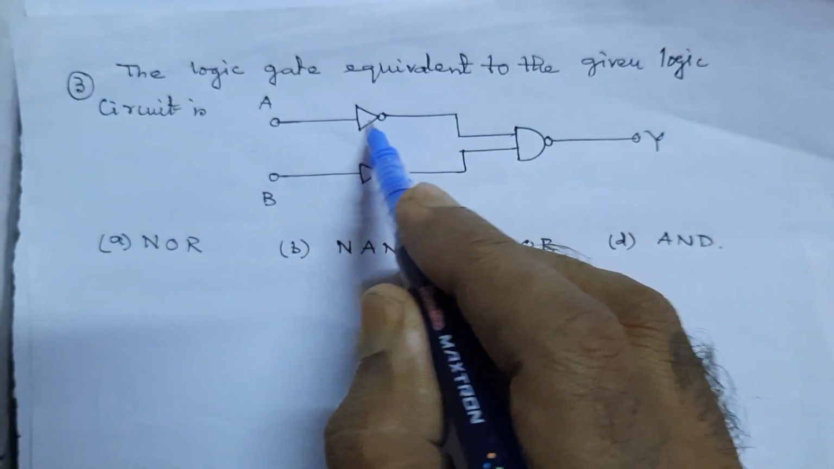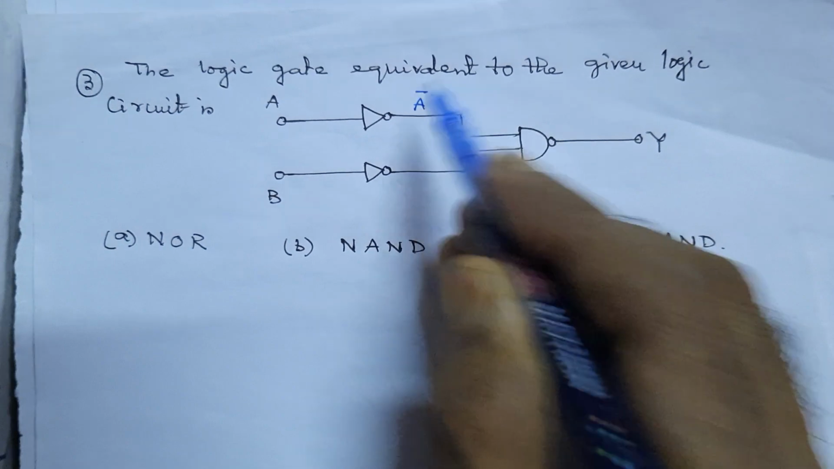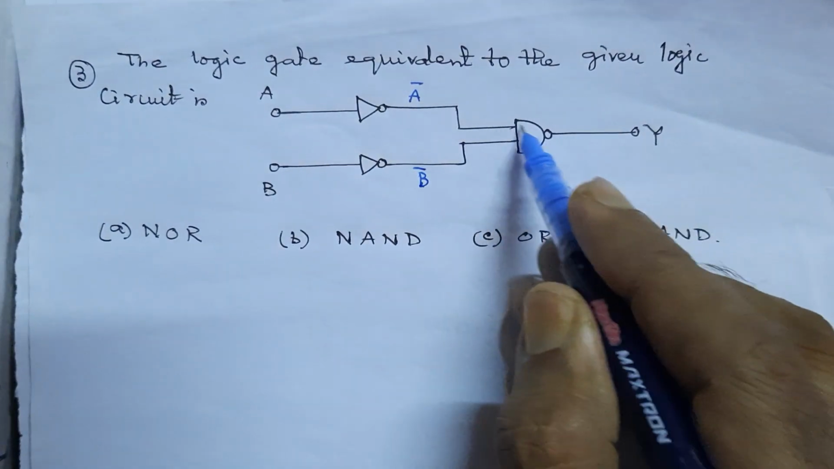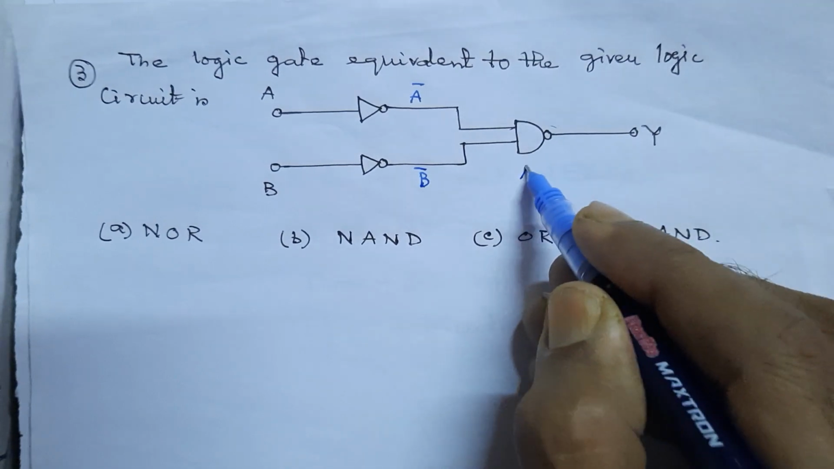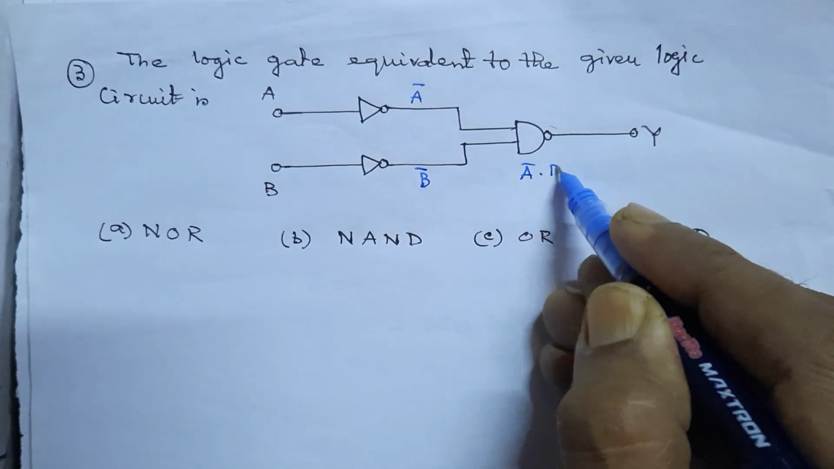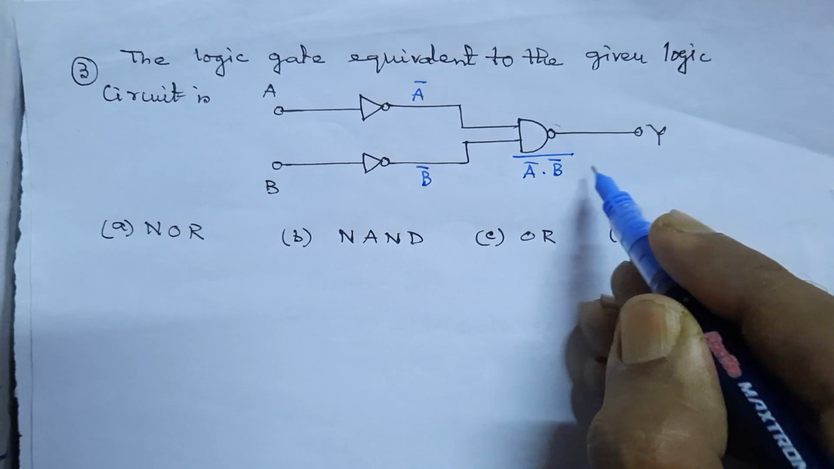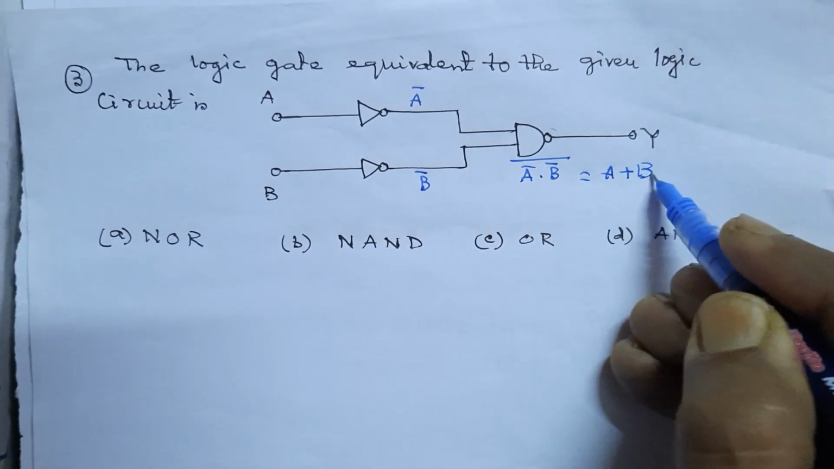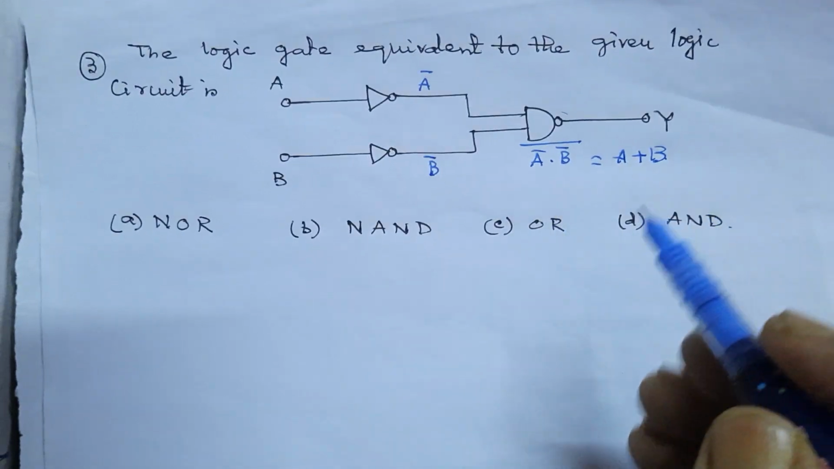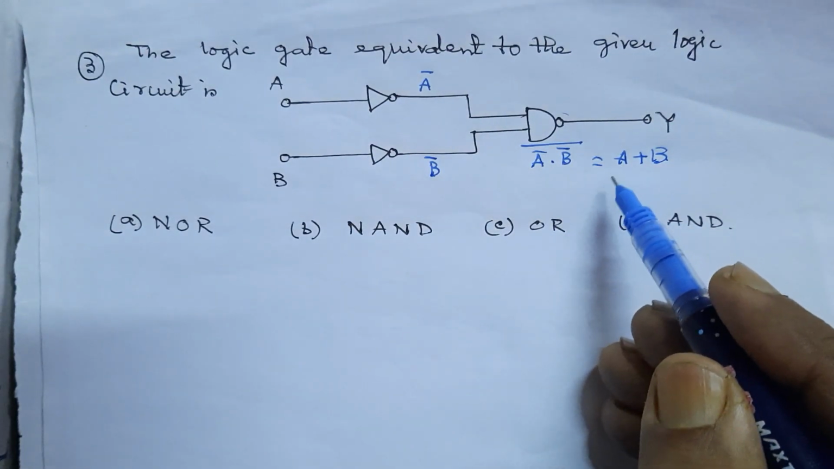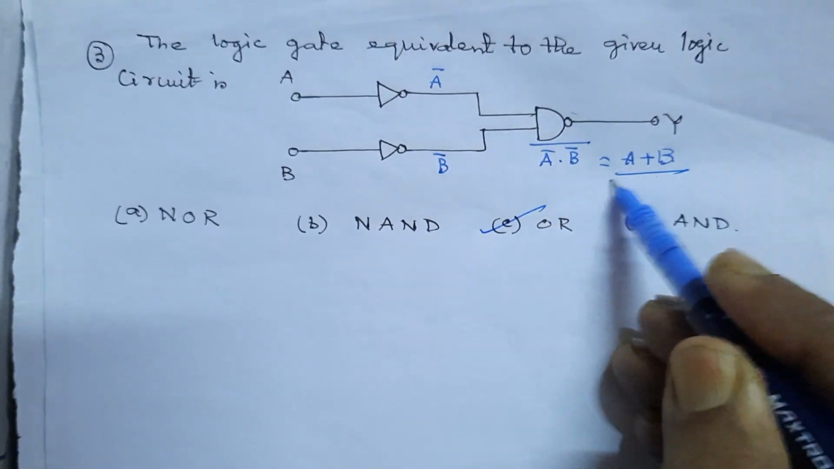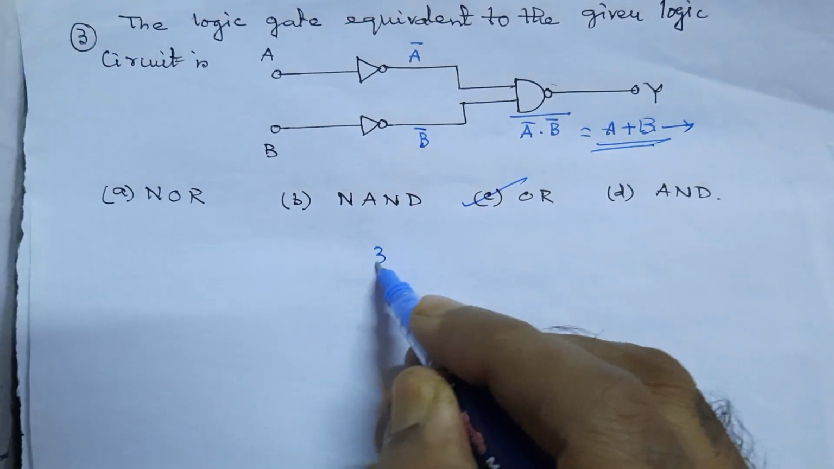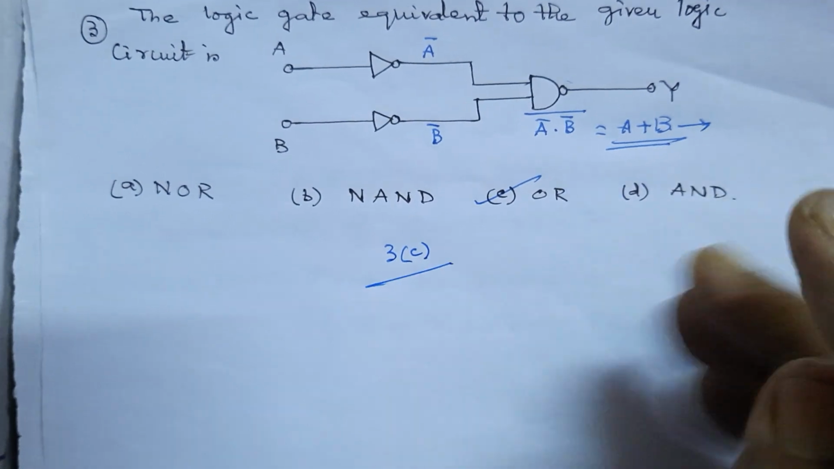From the first NOT gate we get the output as A inverse. From the second NOT gate it is B inverse, and there is a NAND gate. From the NAND gate we find (A inverse into B inverse) whole inverse, that is equal to A plus B. So the ultimate gate is an OR gate, which gives the Boolean addition. So the answer to question number 3 is C.